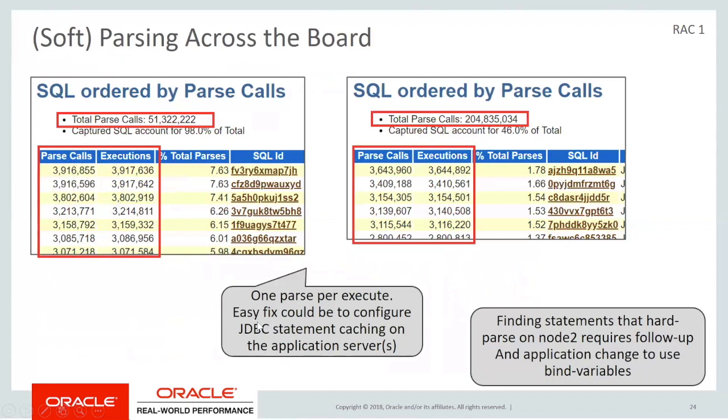You'd have to play around a little bit with how big the JDBC cache should be on every WebLogic managed server, but you can really easily mitigate the parses in that way.